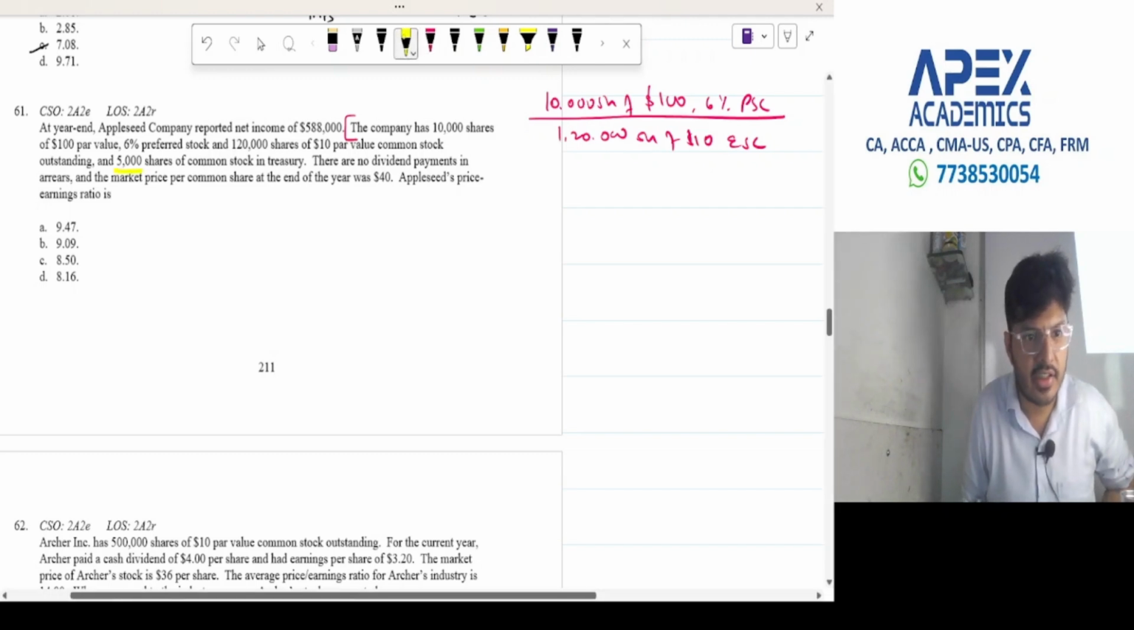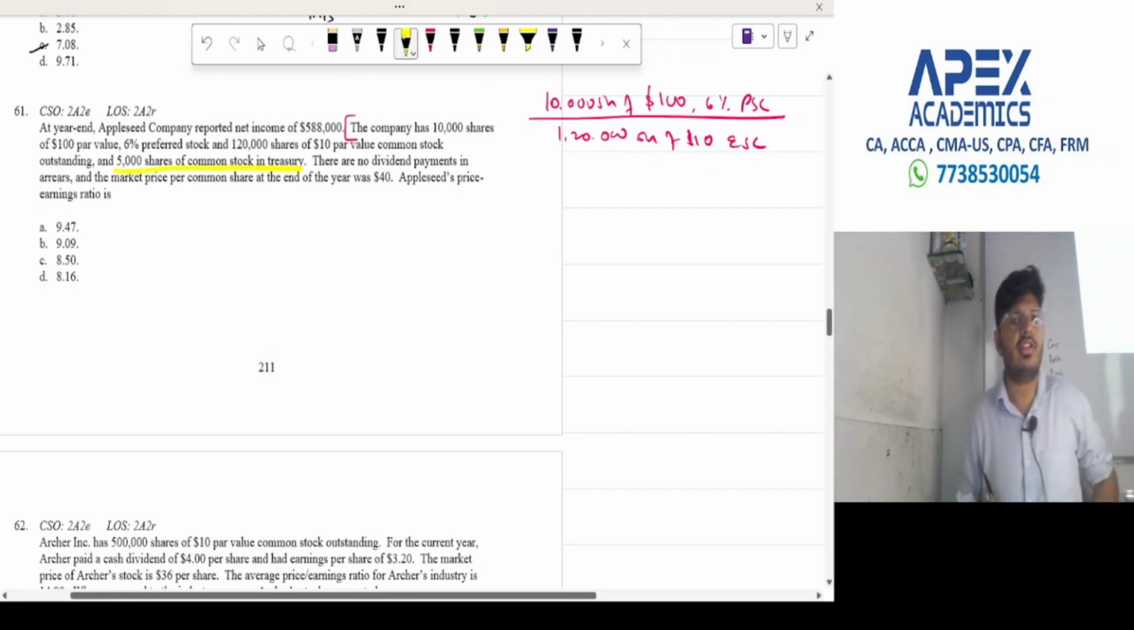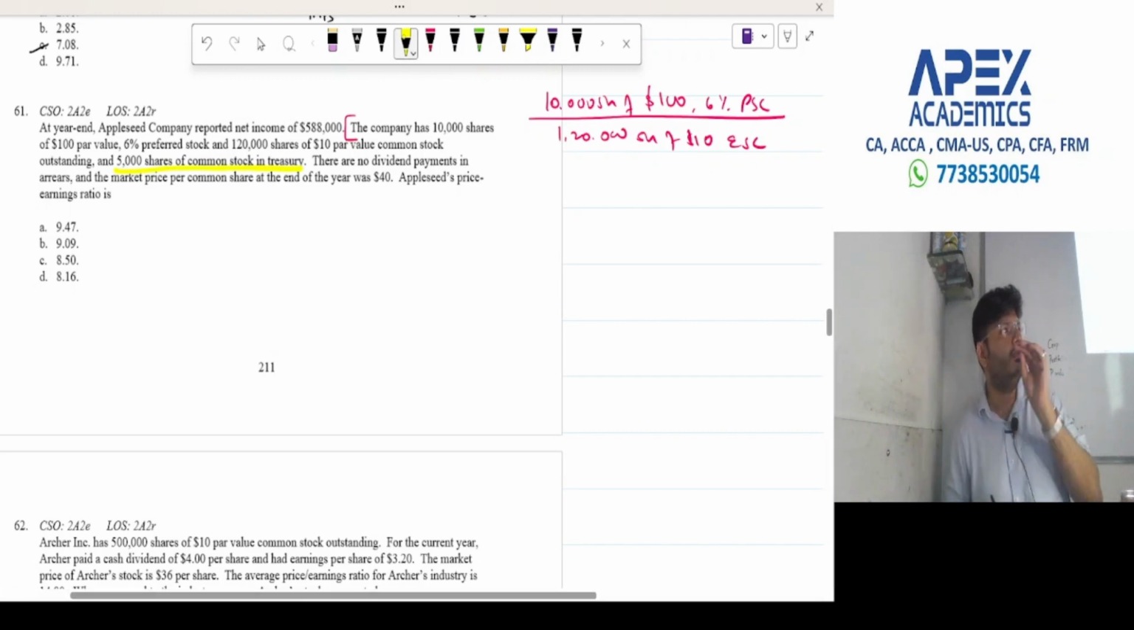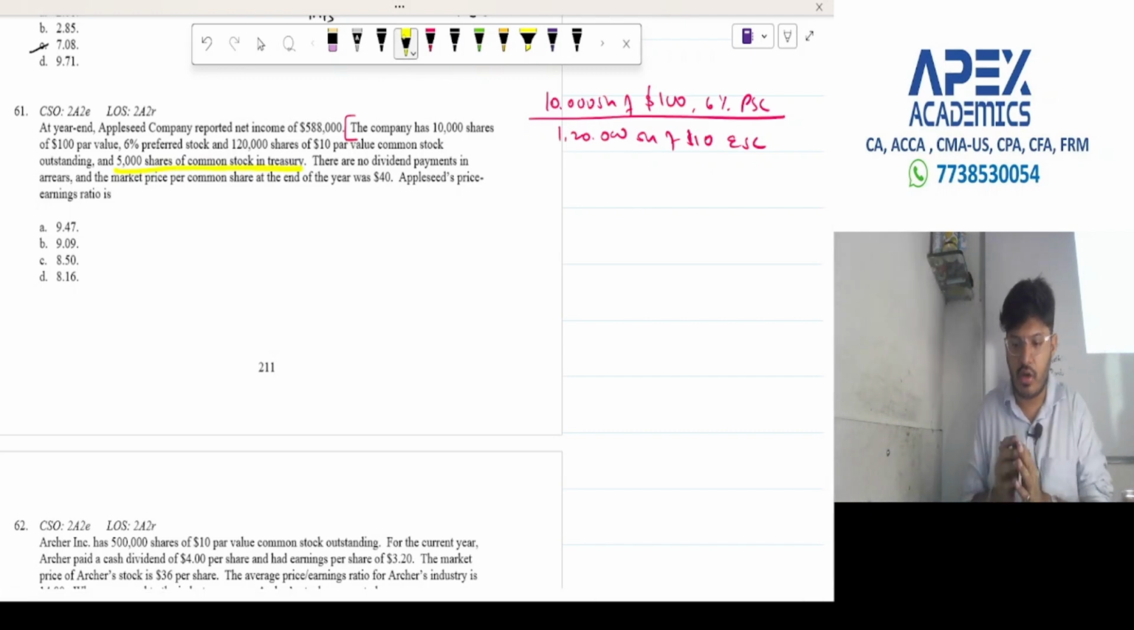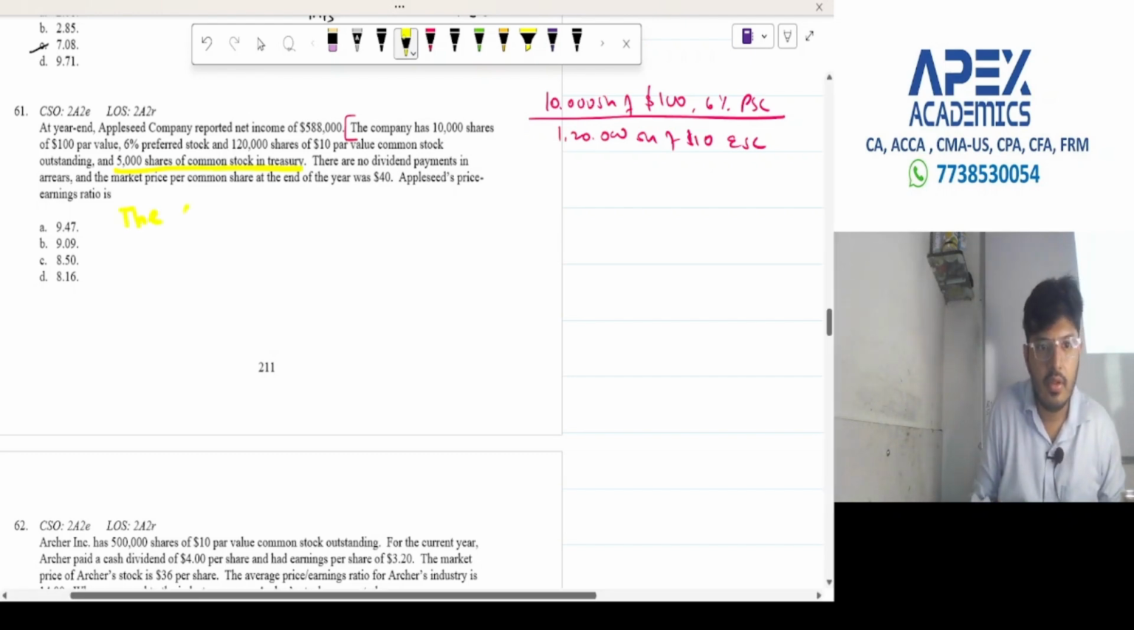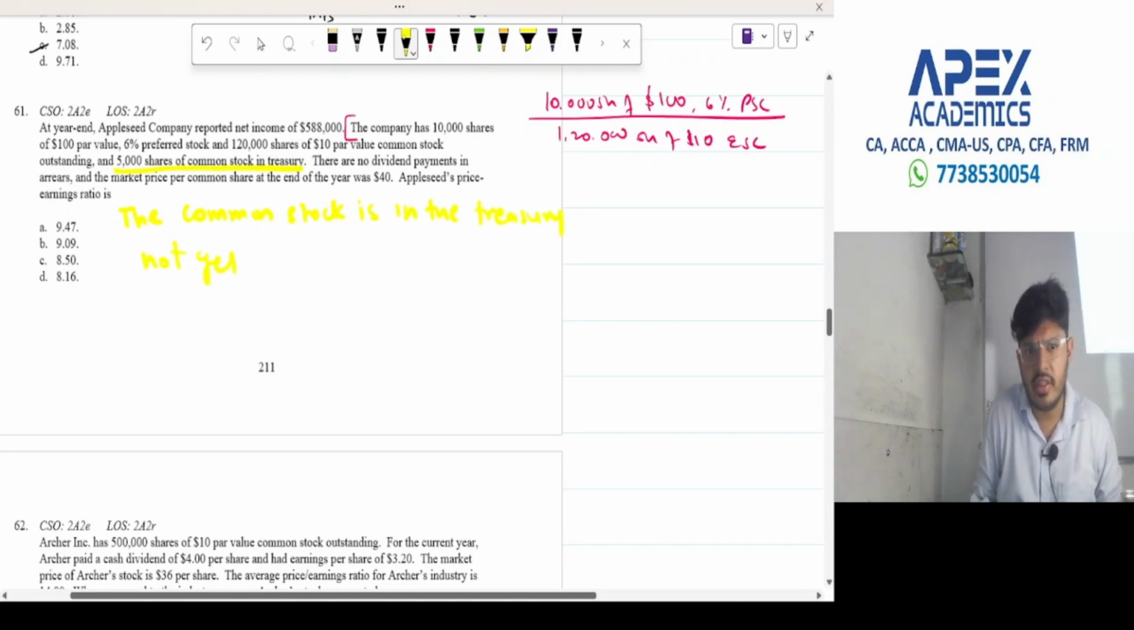Please understand, this is in your treasury. This treasury stock has not yet been purchased. Please understand, this common stock is sitting in your treasury. The common stock is in the treasury, it is not yet bought back. You want me to change the color?